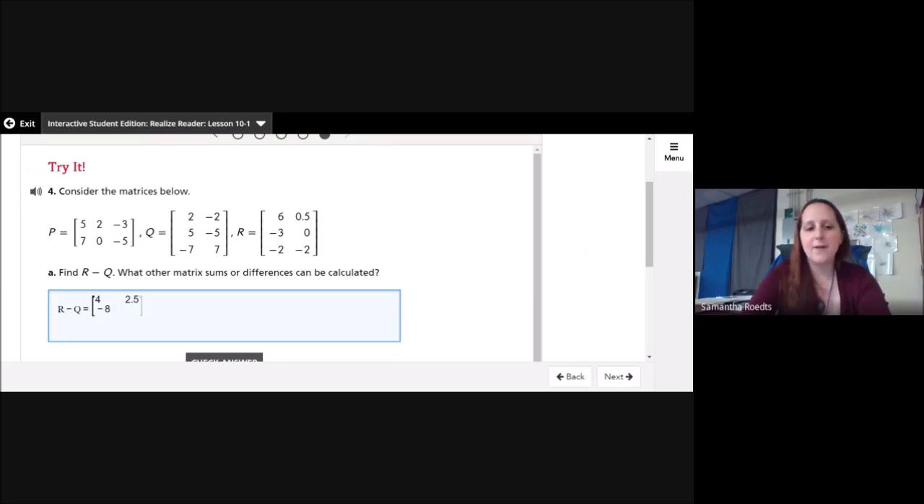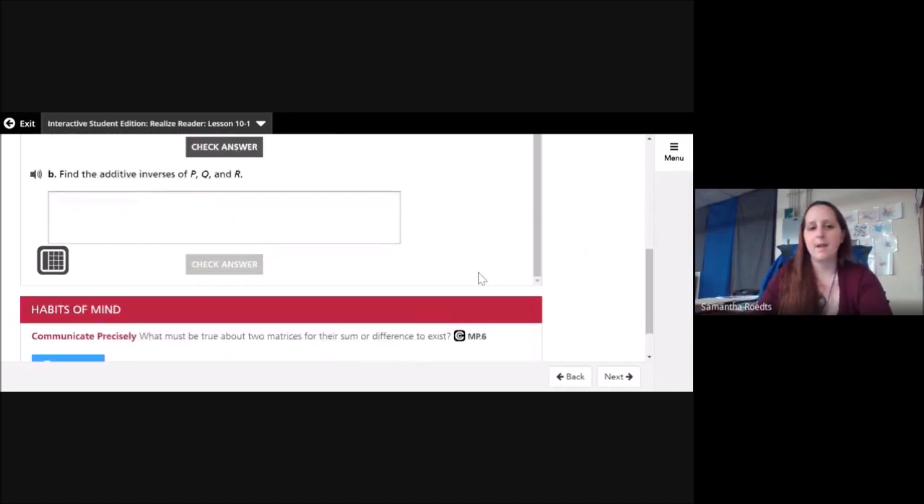Zero minus negative 5 is positive 5. Negative 2 minus negative 7 becomes negative 2 plus 7, or 5. And then negative 2 minus 7 becomes negative 9. I can also do R plus Q, Q plus R, and Q minus R. Find the additive inverses of P, Q, and R.